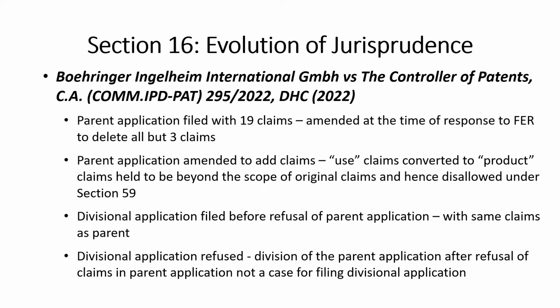After filing the response and before the grant of the parent application, the applicant further amended the claims so as to add use claims. However, this amendment was rejected by the controller under section 59 based on the ground that the claims that were amended were going beyond the scope of the original claims. What the applicant had done was there were use claims which were converted to a product claim. This was opined to be beyond the scope of the original claims that were filed, and thus the amended claims of the parent application were rejected.